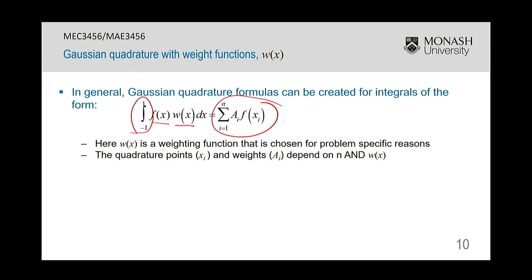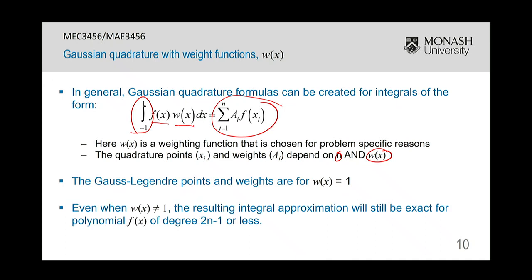The quadrature points xi and weights depend on both n and the weight function. So if we change the weight function, we've got to go away and recalculate the quadrature points and the weights. So Gauss-Legendre points and weights are for the case where the weighting function is exactly equal to 1. But even for the cases where that's not the case, our resulting integral approximation will still be exact for polynomials of degree 2n minus 1 or less, because that is the way in which we define the coefficients and the points to ensure that this is satisfied.